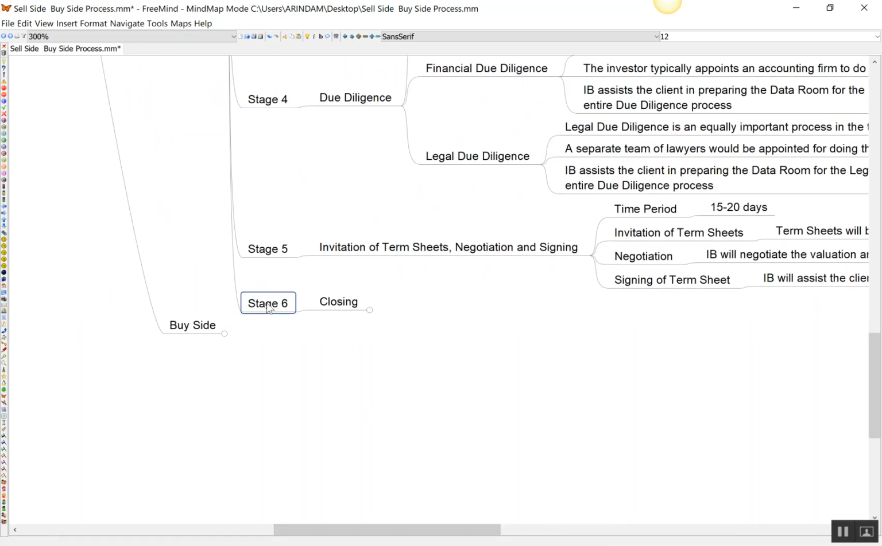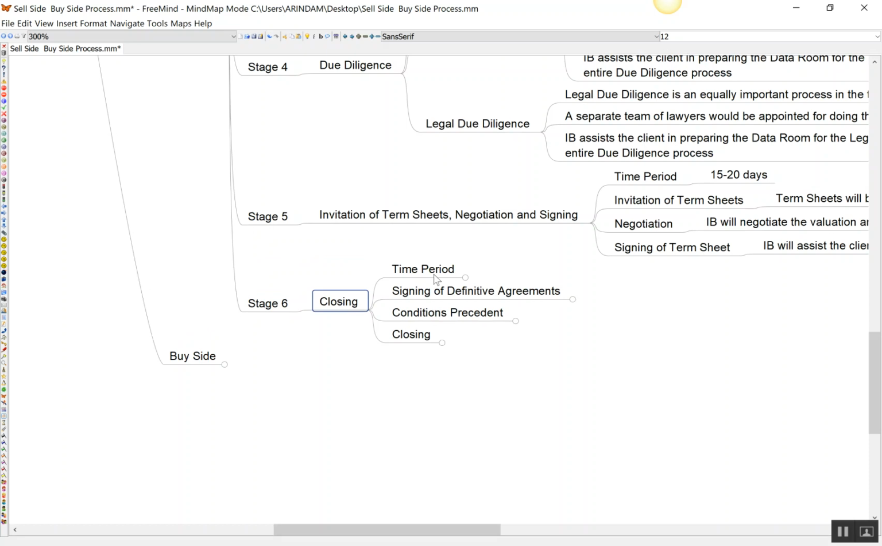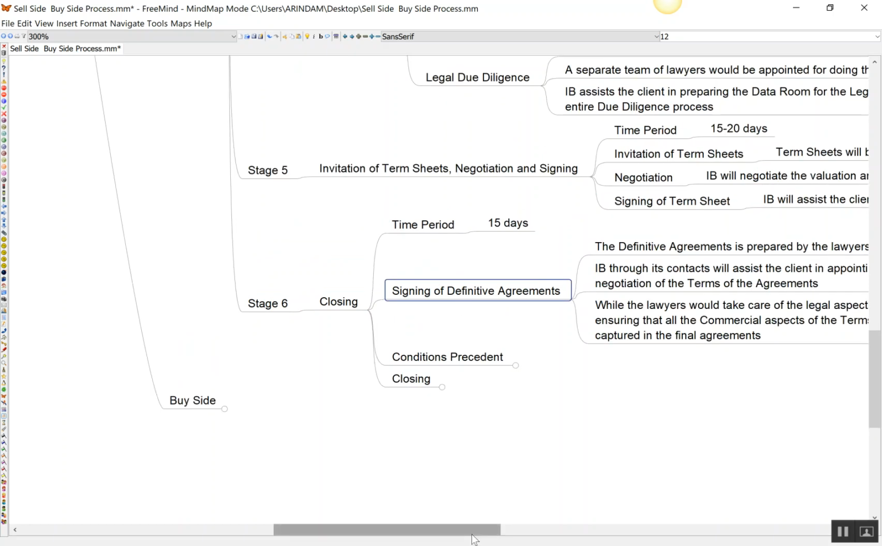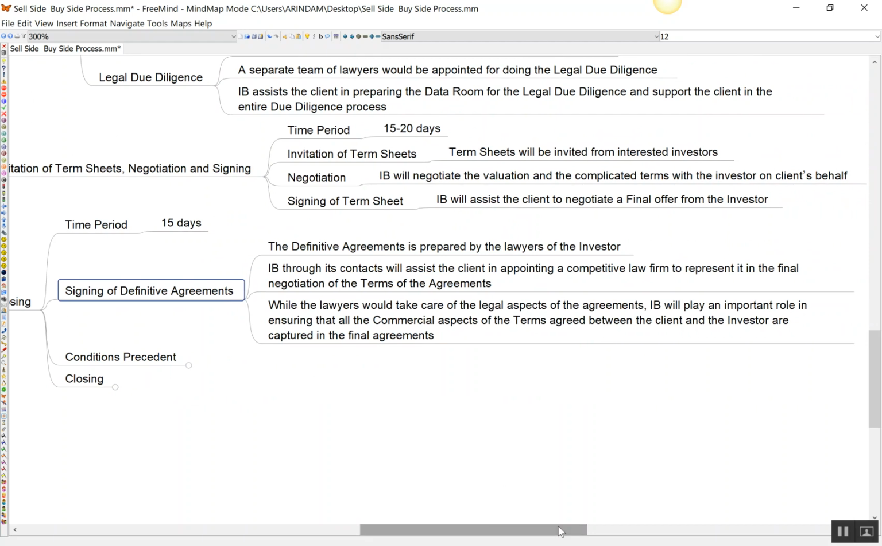And finally, stage 6, which is the closing stage. This stage is roughly for a period of 15 days. Signing of definitive agreements does take place in this stage. The definitive agreements are prepared by the lawyers of the investor. IB, through its contacts, will assist the client in appointing a competent law firm to represent it in the final negotiation of the terms of the agreements.